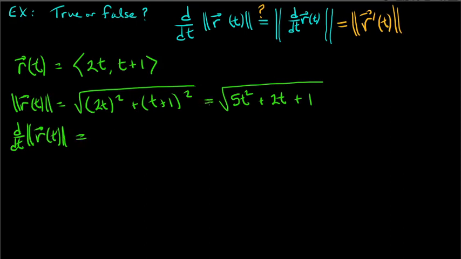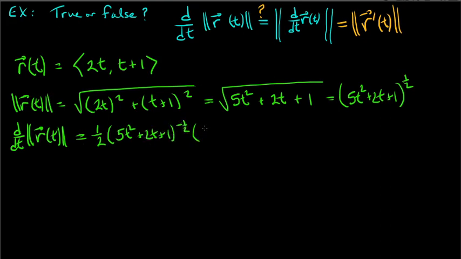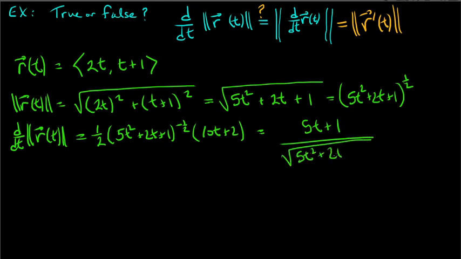Okay, so this is a Calc 1 problem. This is where it probably helps to think of this with an exponent of 1/2 and just use the power rule, right? And then the chain rule, so 10t plus 2. So I think if we simplify, we get 5t plus 1 all over the square root of 5t squared plus 2t plus 1. Okay, so that's the left side, right? This is the left-hand side of this equation up here. Now we have to do the right-hand side.